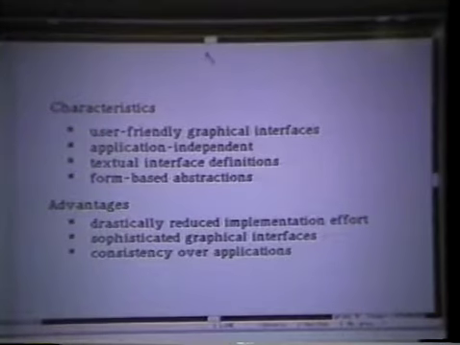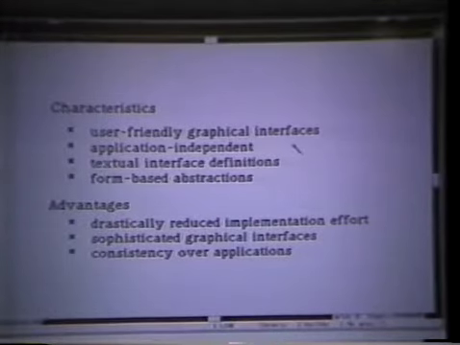To close, let's review the main features of Cousin. Cousin provides user-friendly graphical interfaces for a wide variety of application systems in an application-independent manner. These interfaces are defined in a declarative language using high-level abstractions based on a form metaphor of communication between application and user. The amount of effort required to construct one of these interface definitions is quite small.